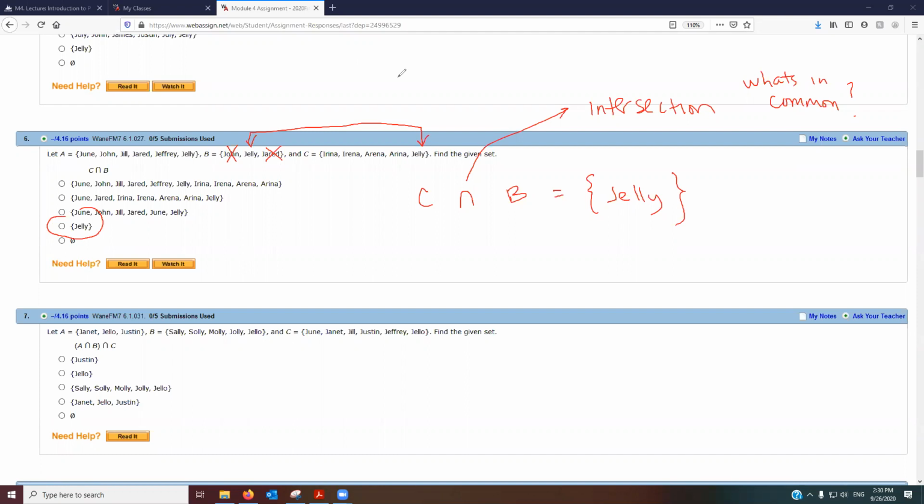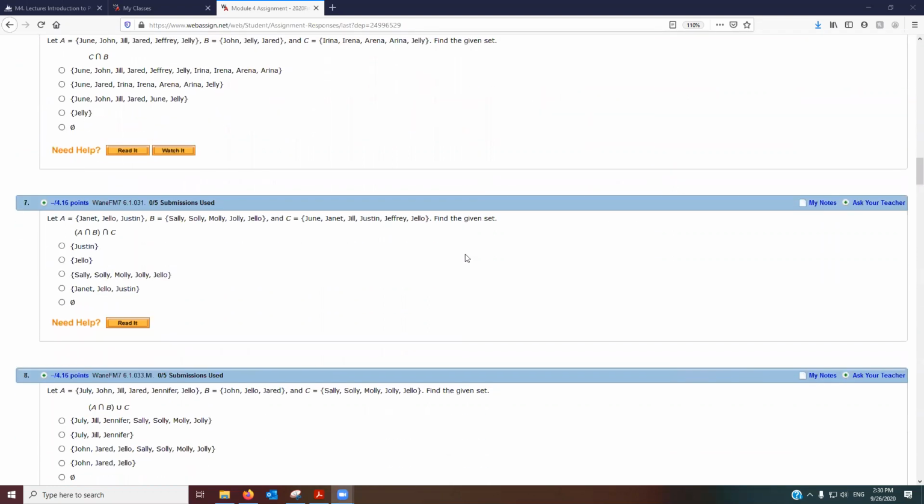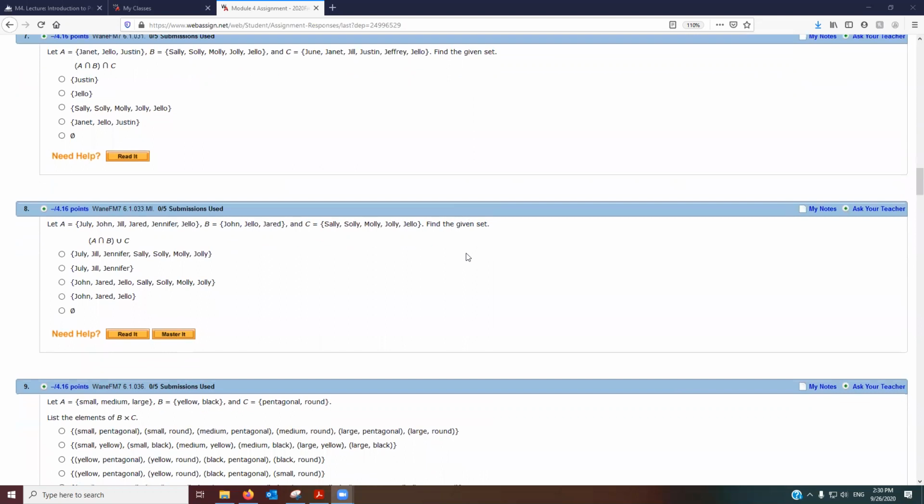All right, let's go down and do an example that maybe combines these together. Let's go to number 8 here. So number 8 is a little tricky, but let's write it out. Number 8 here is asking us for A intersection B union C. Well, I got to remember, I got to do the parentheses first. So I'm going to do this first. All right, well, A intersection B is asking you what elements are in common between sets A and B.